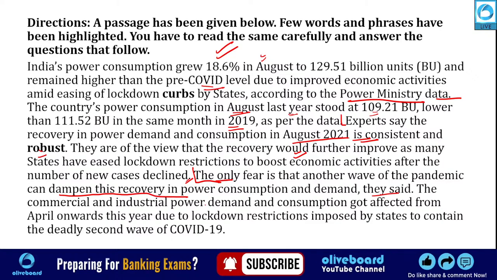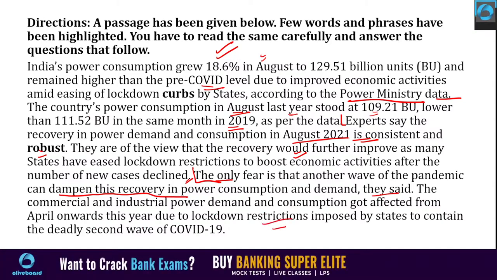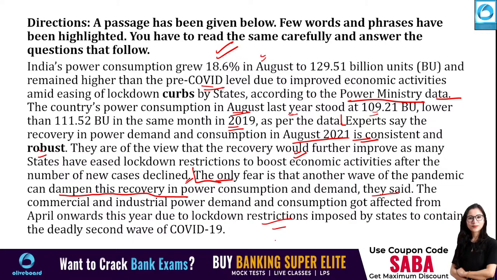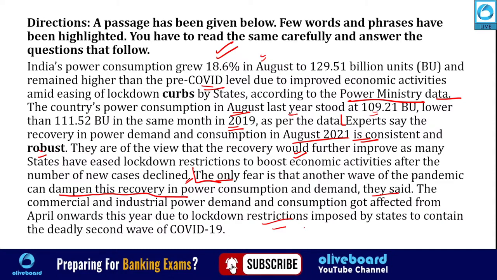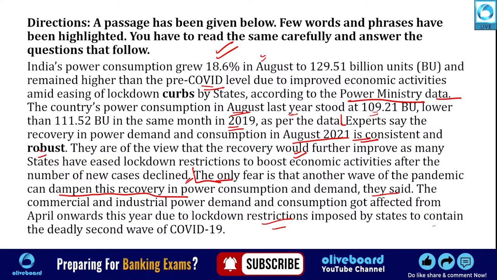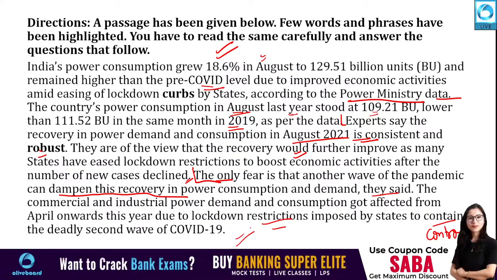The commercial and industrial power demand and consumption got affected from April onward this year due to lockdown restrictions. If you remember, last year the lockdown started from April in 2021. So this hampered the power consumption. The restrictions were imposed by states to contain, to control, the deadly second wave of COVID-19. Clear?